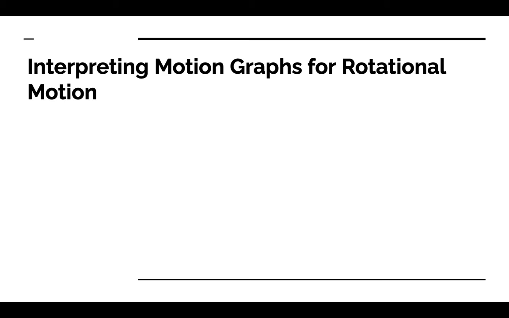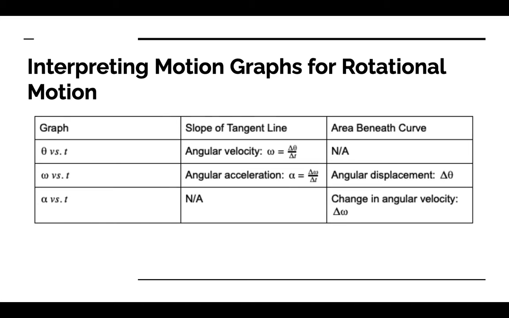And lastly, we take a look at interpreting motion graphs for rotational motion. The same principles that apply for motion graphs for translational motion also apply for motion graphs for rotational motion. For example, if we're given a graph of angular displacement versus time, the angular velocity is going to be equal to the slope of the tangent line to the angular position versus time graph.